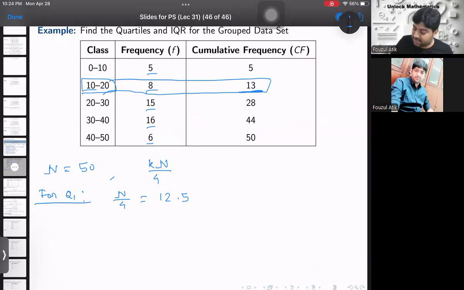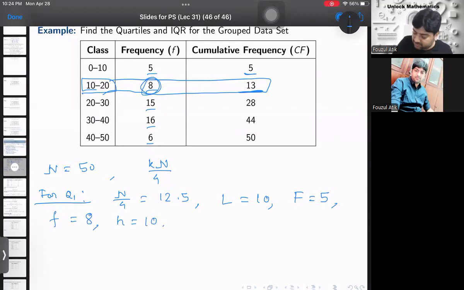What is L? L is the lower boundary of the quartile class, so L is equal to 10. Next is capital F, the cumulative frequency before the quartile class, which is 5. Next you have to get small f, the frequency of the quartile class, which is 8. Next is the width of each class, which is 10.